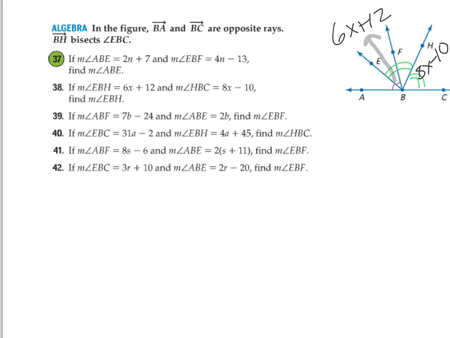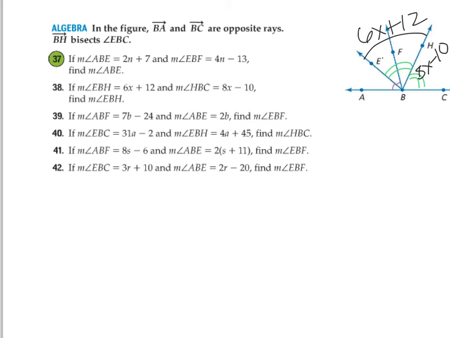Okay, so I just realized I did not mark this correctly because I didn't read what I was given correctly. So let me go back and change something. We were told that the measure of angle EBH is 6x plus 12, and you probably noticed that I just indicated that EBF was 6x plus 12. So that means that this whole angle, EBH, is supposed to be 6x plus 12.